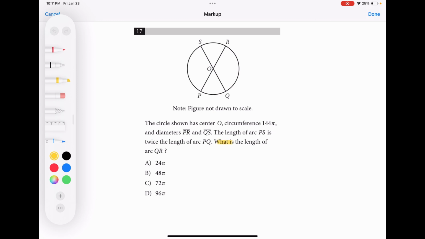First, I'm going to highlight our question so that way we know what to look for. What is the length of arc QR? So QR is this. Then I'm going to underline what we know.